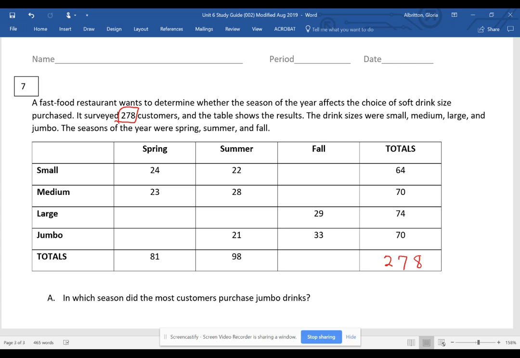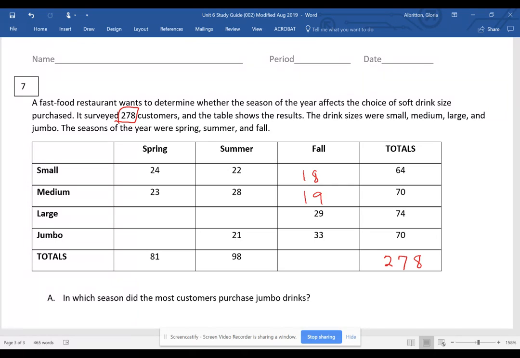If I look at the small row, there's 24, 22, some amount that totals 64. So if I add 24 and 22, how much more would I need to get a total of 64? And that would be 18. The next row, same thing, 23 plus 28 plus some value would give me 70. That value would be 19.